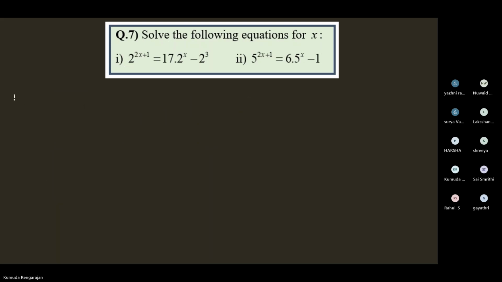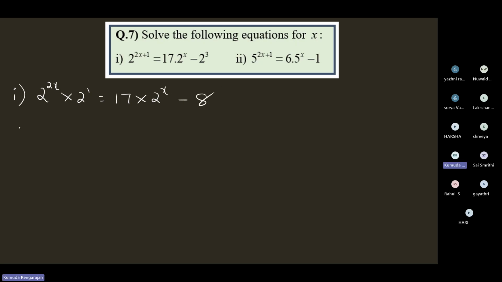So I'll come again. 2 to the power 2x into 2 to the power 1 is equal to 17 into 2 to the power x minus, you can also write 2 cubed as 8. Now, 2 into 2 to the power 2x minus 17 into 2 to the power x plus 8 is equal to 0. So here I've taken all the terms to one side. 2 into 2 to the power 2x minus 17 into 2 to the power x, minus 8 transposed as plus 8 on the other side, is equal to 0.